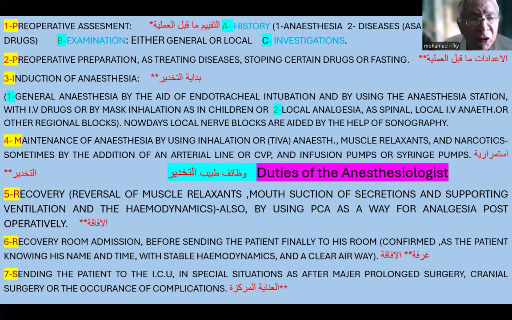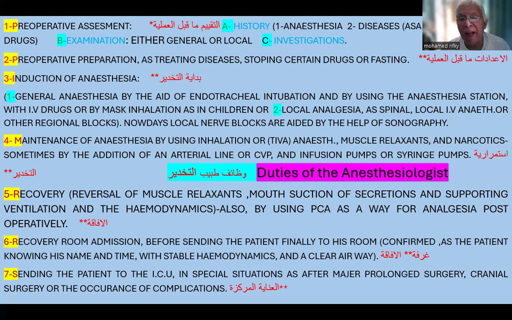The third item is induction of anesthesia. Induction may be by general anesthesia with the aid of endotracheal intubation and using the anesthetic machine. This is done by intravenous drugs at the beginning, or it can be done by inhalation by a mask. Local analgesia is the second option, which includes spinal anesthesia and local intravenous anesthesia. We'll have a look at some figures correlated to this point and other regional blocks. Nowadays, local nerve blocks are aided by sonography.